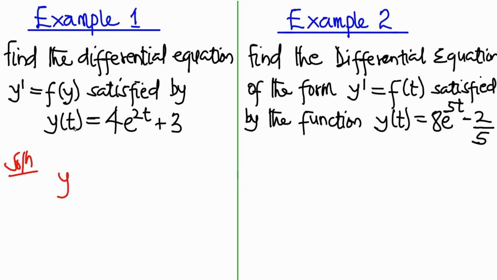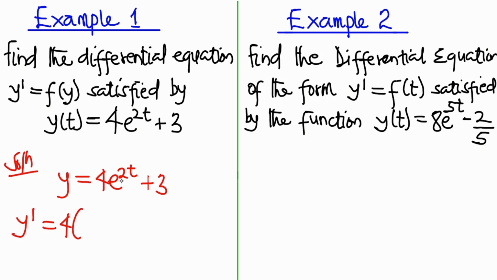So y of t, which you can write the same as y, knowing well that this y is a function of t. So y is equal to 4e^(2t) plus 3. To get the differential equation that gave us this solution, we first have to consider differentiating the solution. So when we differentiate this, we now have y prime is equal to, here 4e^(2t), we can apply the product rule, which means we first maintain 4 and then we differentiate e^(2t).